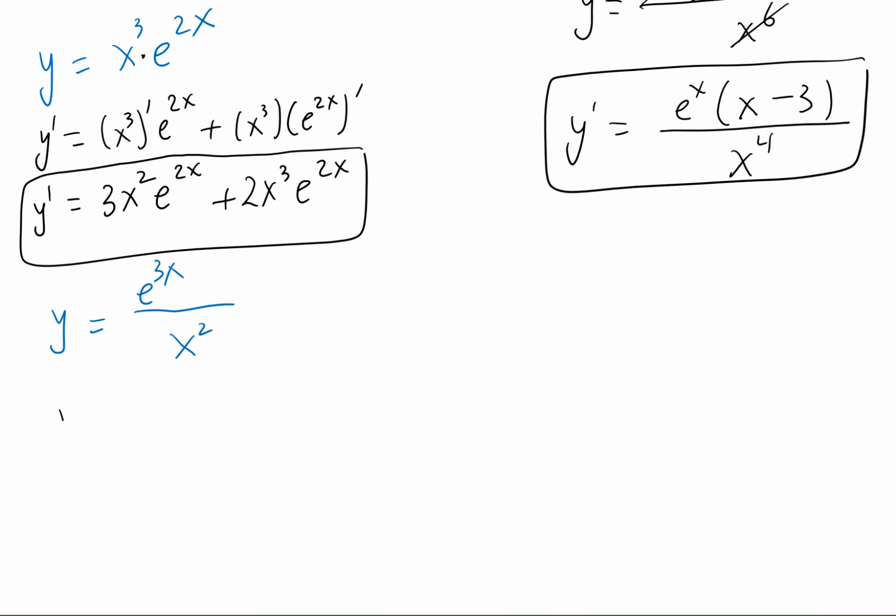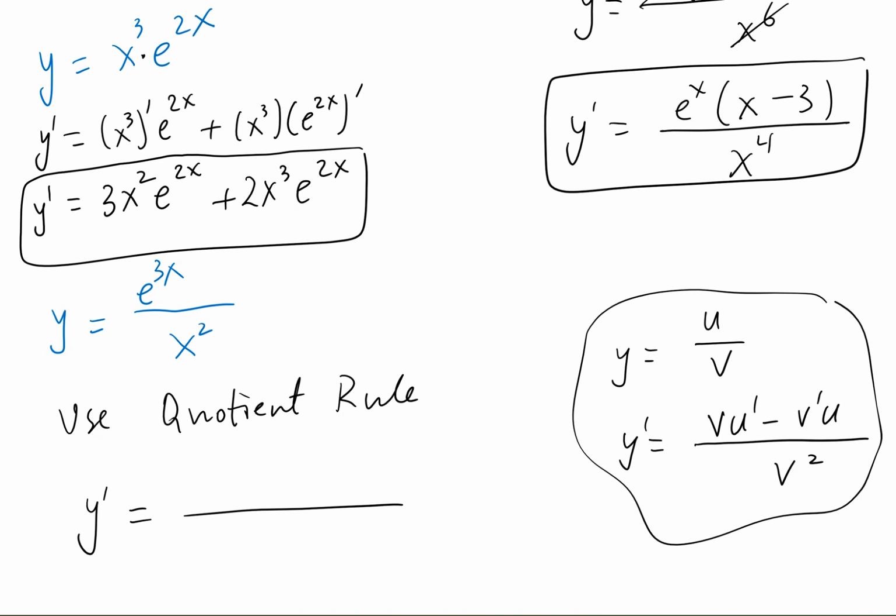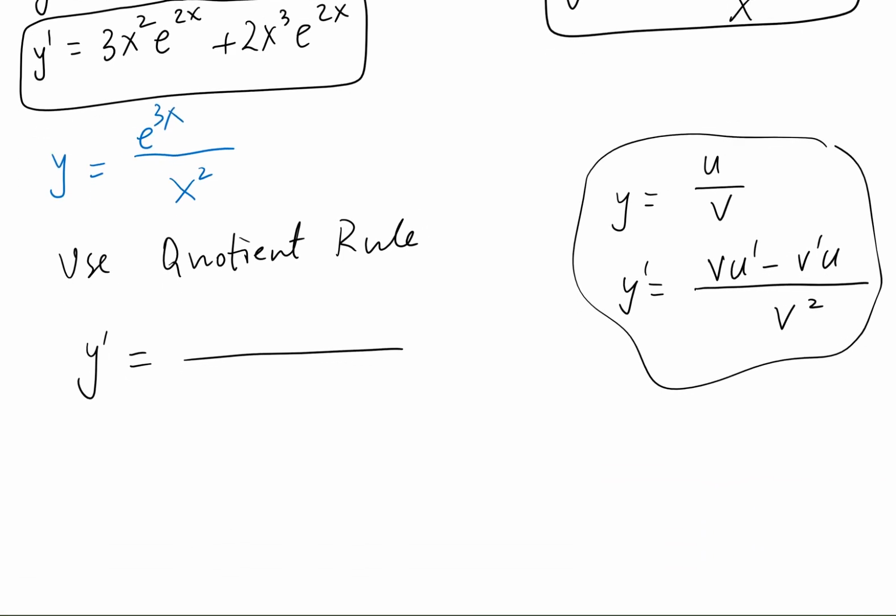Here we use the quotient rule, as I did in the previous example. If you want to remember, for u over v, y prime is (v u prime minus v prime u) over v squared. This is the quotient rule. So you take the denominator times the derivative of the numerator, minus the derivative of the denominator times the numerator.